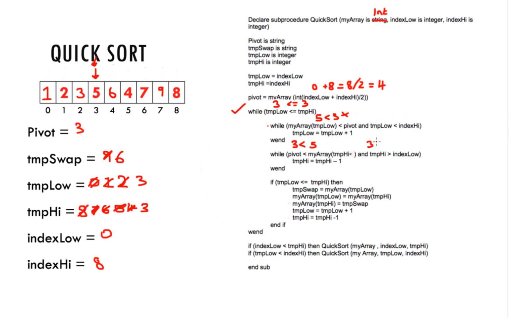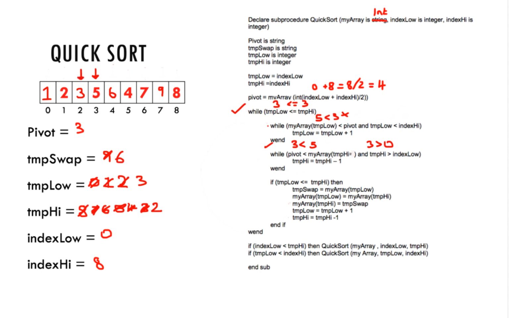3 is less than 5. So we check and say, and temp high is greater than index low. Temp high is 3, index low is 0, so 3 is greater than 0, so both of those conditions pass, which means the while loop passes, and we run the code inside that. That says temp high equals temp high minus 1. So we decrement the temp high pointer again, which now is 2.